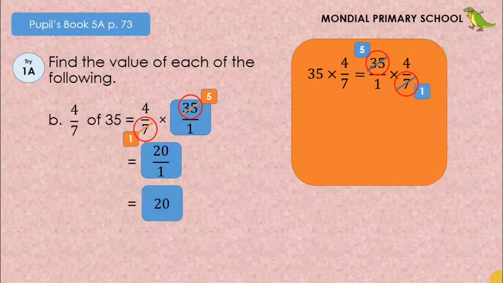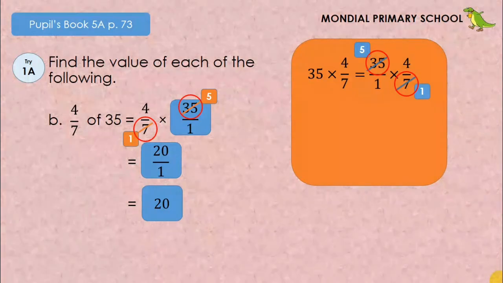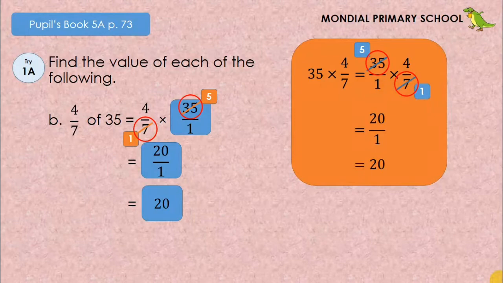Fantastic! Multiply the numerators and then multiply the denominators. What is 4 times 5? 20. Good job. What about 1 times 1? 1. Very good. So, what is the product of 35 and 4 out of 7? 20 out of 1, or you can just write 20.